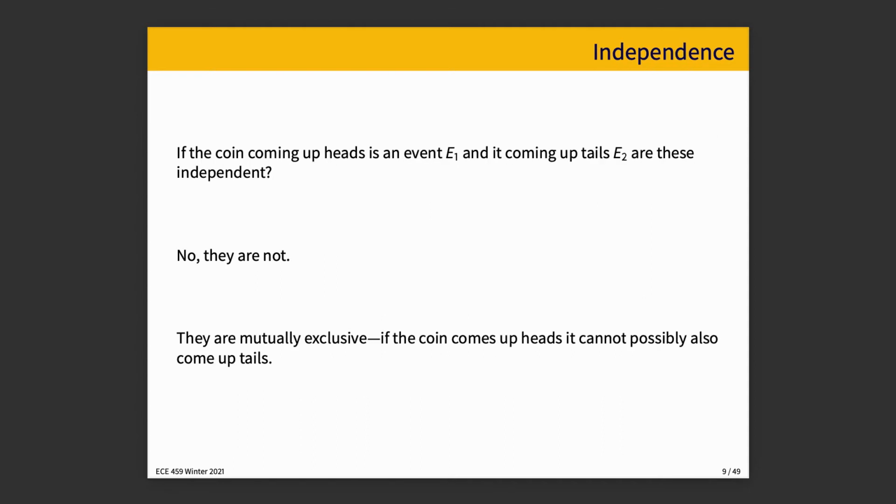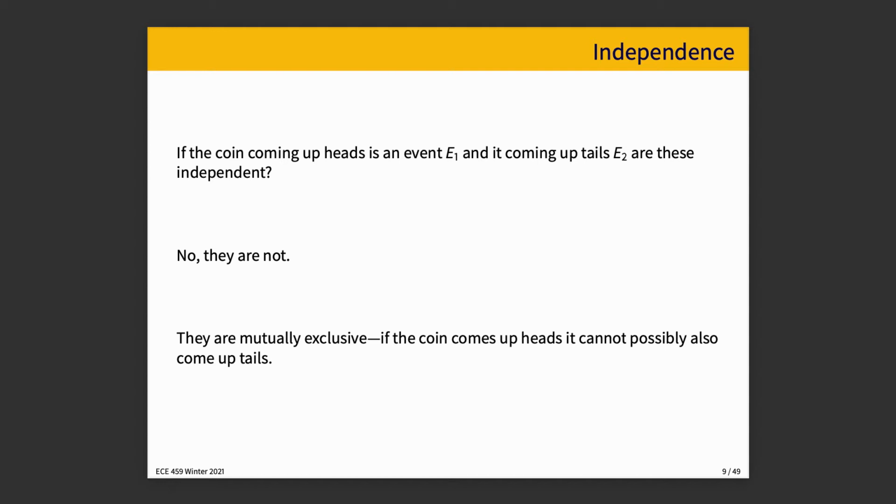Okay. One of the things I want to make a point of talking about is not confusing the idea of independence and mutually exclusive. If I feel independent, it means I'm not constrained by others, but things are a little different when we talk about probability here. If the coin comes up heads is going to be defined as event E1, and coming up tails is event E2. We ask, are these independent? And the answer is no. They are actually mutually exclusive instead.